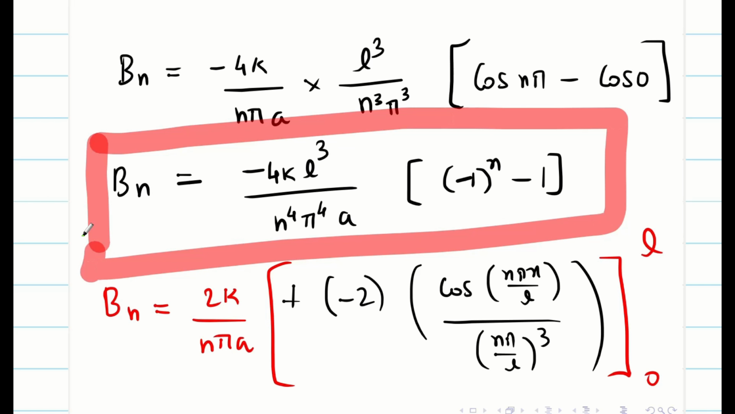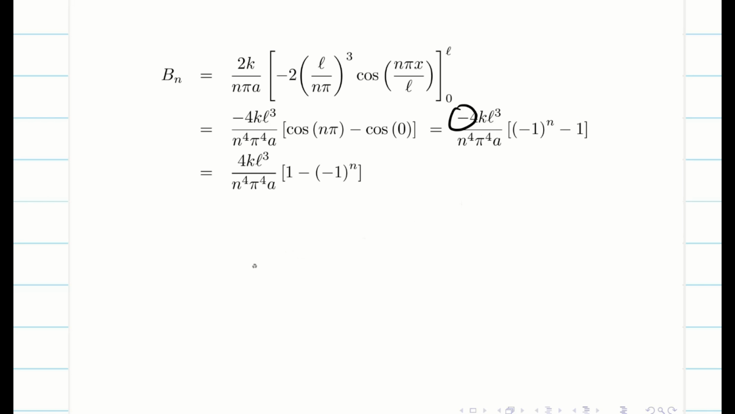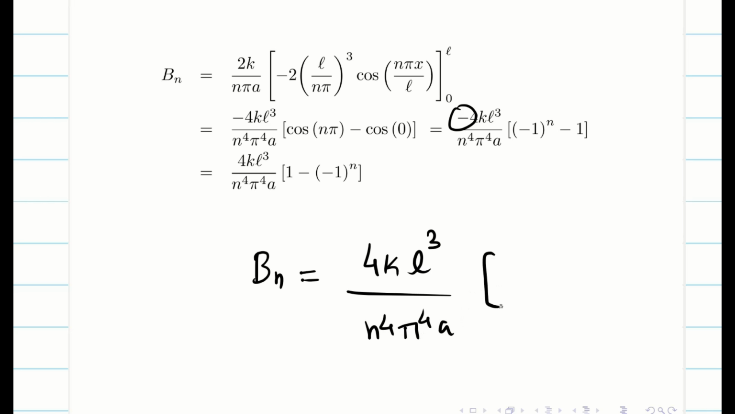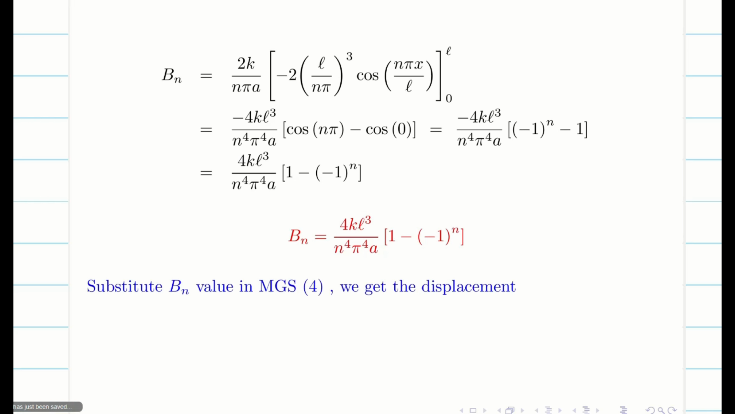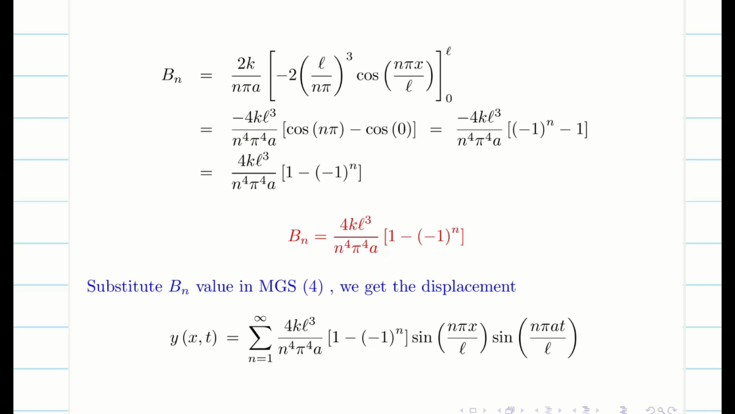Substitute this in equation 4 to complete the problem. Now multiply this minus inside. We'll be getting capital Bn is equal to 4kL³ divided by n⁴π⁴a times (1 − (−1)ⁿ). Substituting the capital Bn in 4, we'll be getting this final answer.